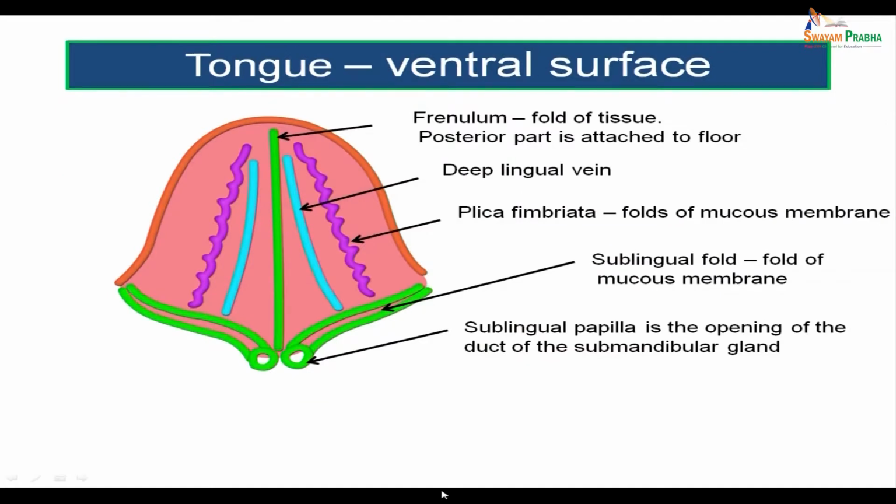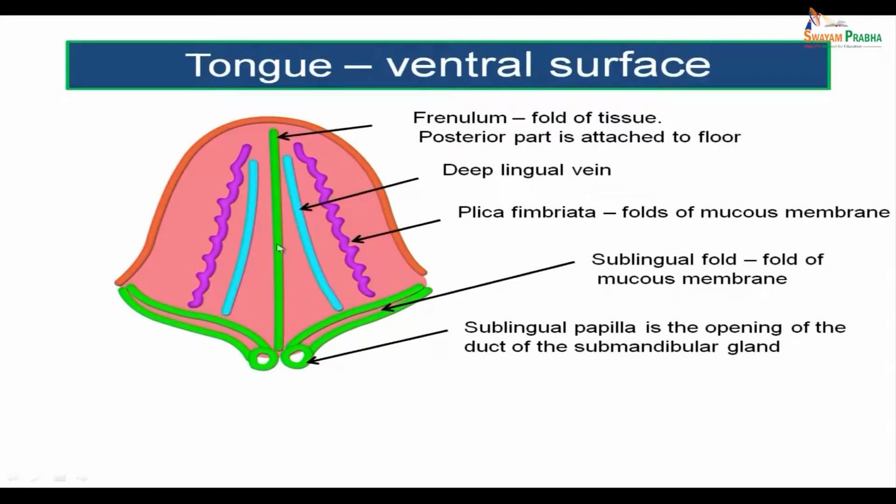Now, let us have a look at the ventral surface of the tongue. That is, if you lift the tongue upwards, this is what you will see. This is the uplifted surface, you are seeing the ventral surface of the tongue. The midline of the tongue shows a fold of tissue which is called as the frenulum. The posterior part of the frenulum is attached to the floor of the mouth, whereas normally the entire front part or the anterior portions of the frenulum are free.